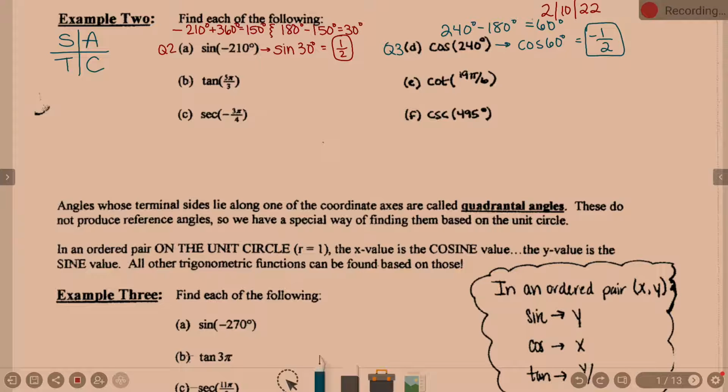Okay. B. So I obviously don't know my alphabet. I'm a math teacher, not an English teacher. That's my excuse there. Okay.